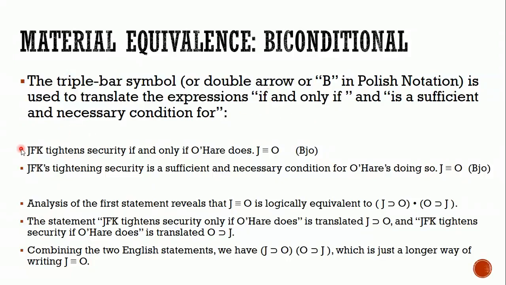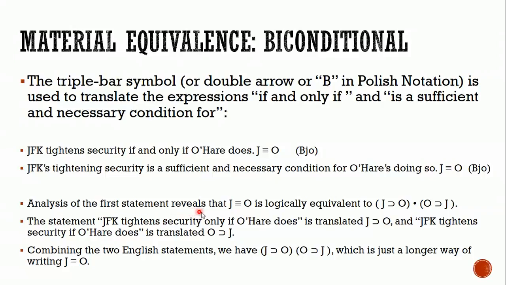So, let's just take a look at some examples. The airport JFK tightens security if and only if O'Hare does here in Chicago. J, if and only if O. Polish notation, capital B, lowercase j, lowercase o. Excuse me. JFK's tightening security is a sufficient and necessary condition for O'Hare's doing so. Same thing. Capital B, lowercase j, lowercase o, or j, triple bar o.